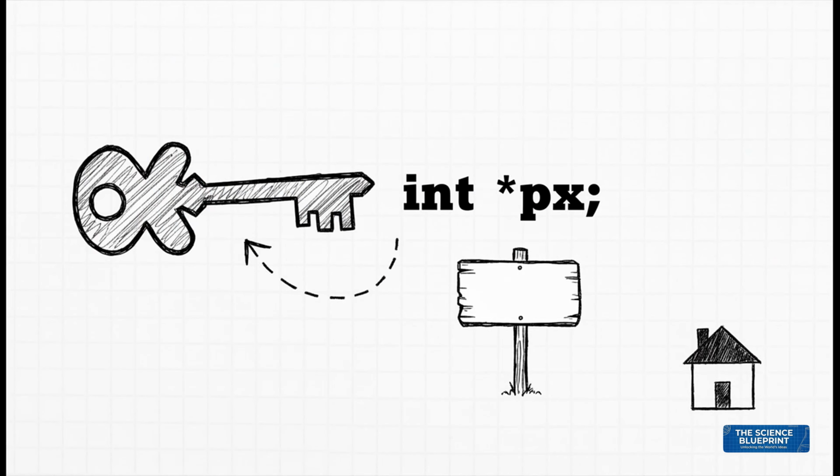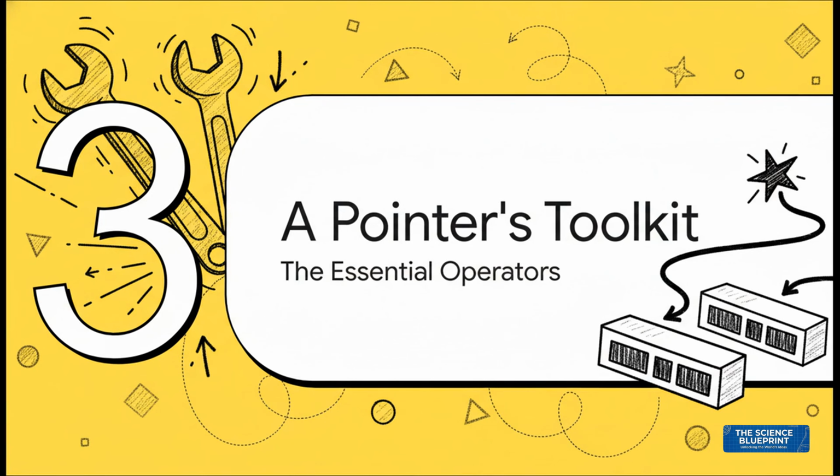And here's what it looks like out in the wild. The syntax is really simple, but it's super powerful. See that little asterisk, that little star right before the variable name px? That is the magic symbol. It's a signal to the computer that says, hey, this isn't a regular integer variable. This is a pointer, and it's built to hold the address of an integer. So we've created a pointer. Now what? What can we actually do with it?